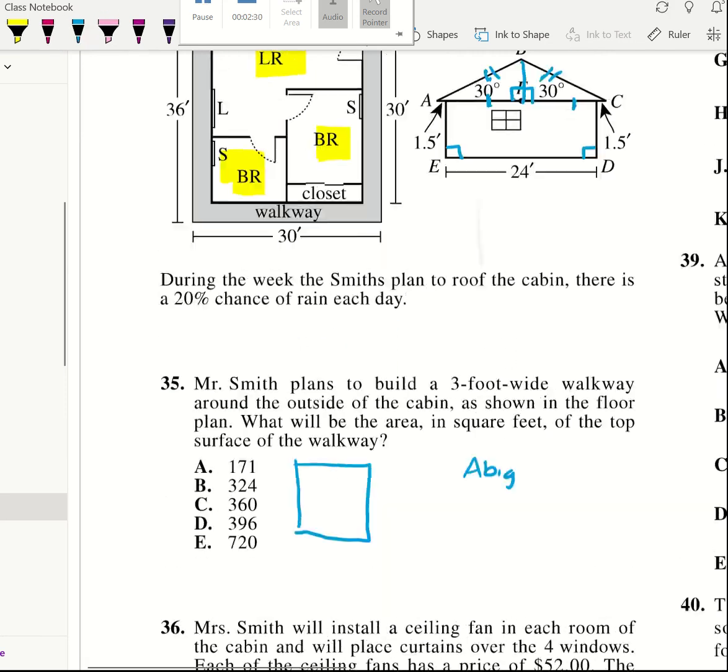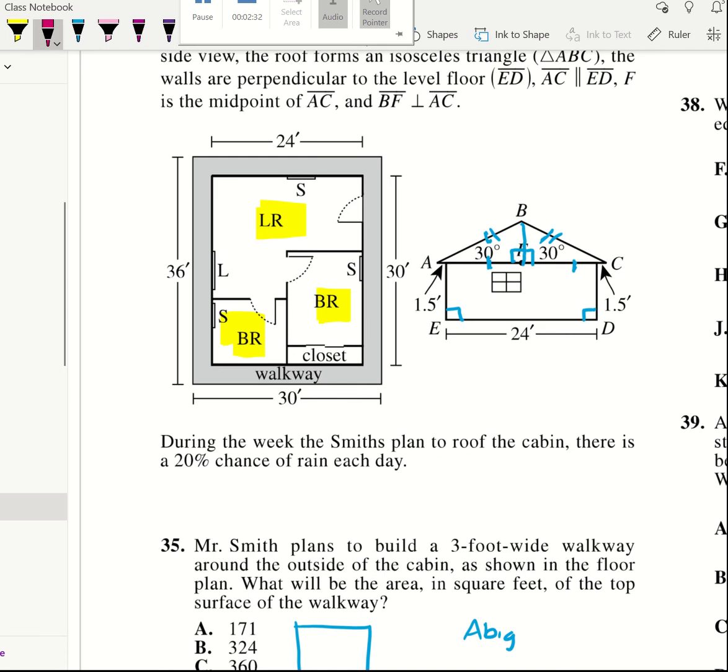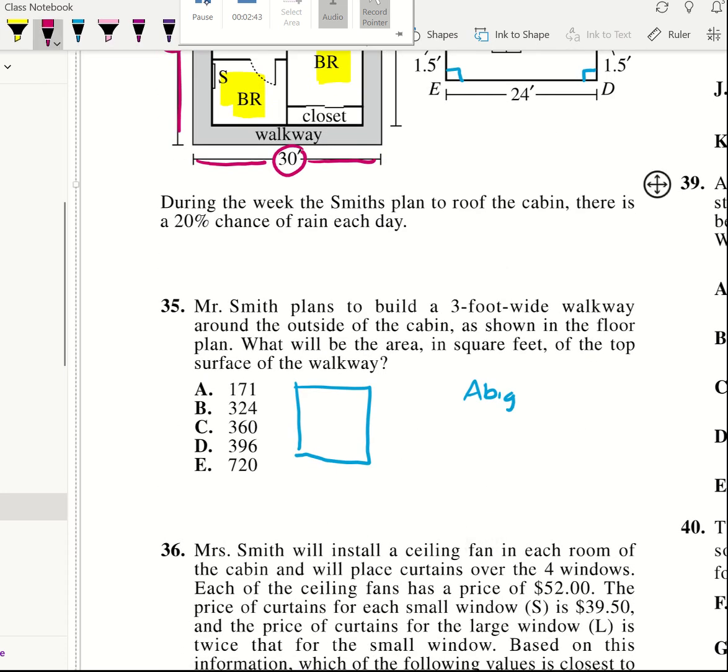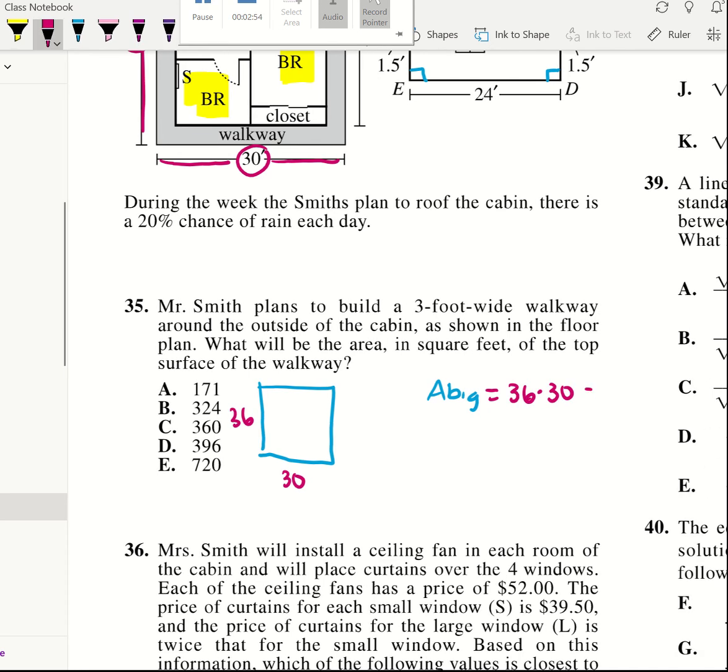And that outside rectangle, if you just are careful to use the correct measurements, is 36 feet by 30 feet. I may have said inches earlier. Sorry about that. So the big one is 36 by 30. And if I multiply those together, that will tell me the area of the outer rectangle, which ends up being 1,080. If I find the area of the inner rectangle and remove that, what will be left is the area of the shaded walkway.